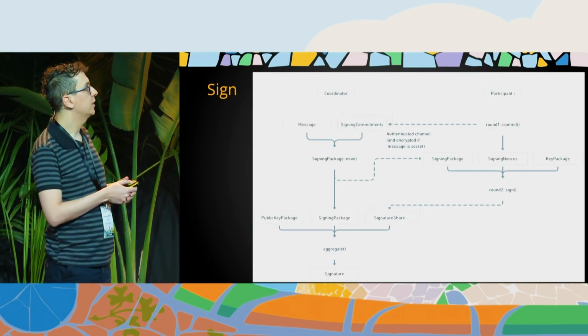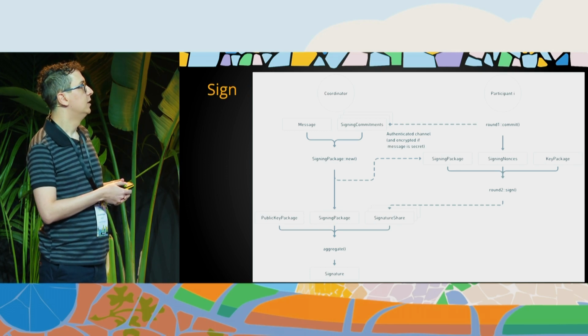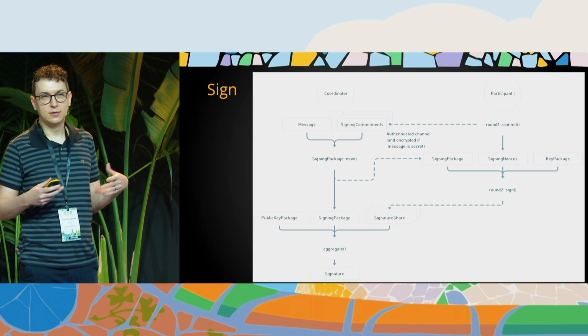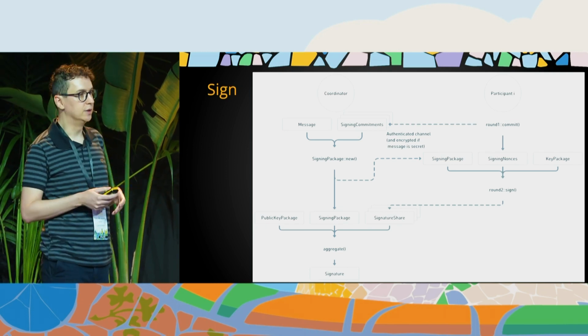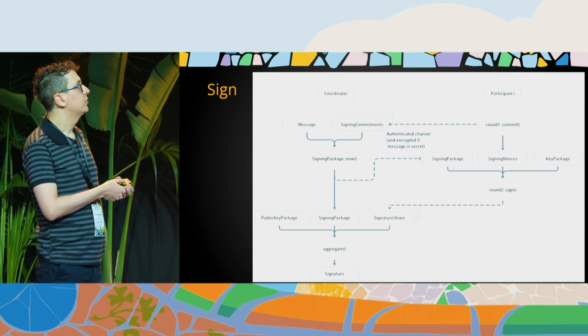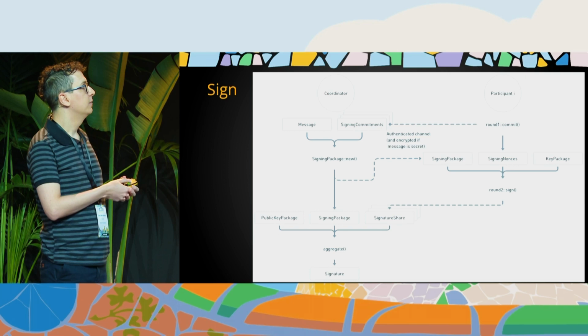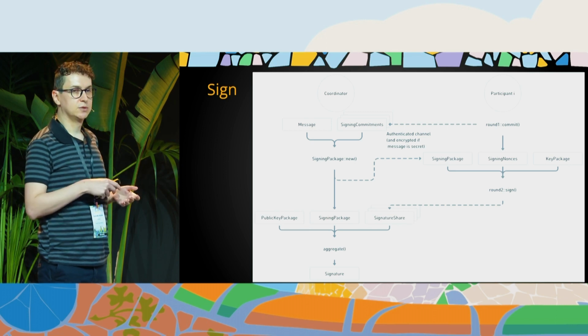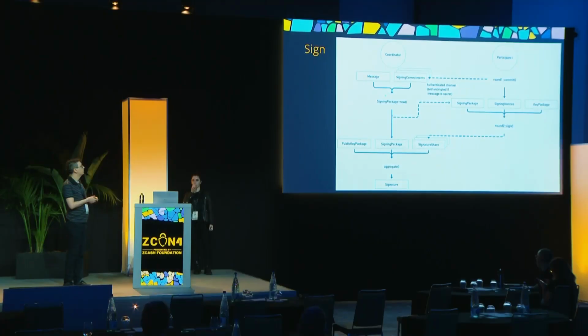You have this coordinator and the participants. Coordinator and participants are just roles. All participants could be coordinators if they want. It's just a way of viewing the protocol. So this coordinator will choose a message that it wants to sign, and the participants will run this round1 commit function to generate commitments. We'll send them to the coordinator, which will create the signing package, which contains the message and the commitments, and send them back to each participant.